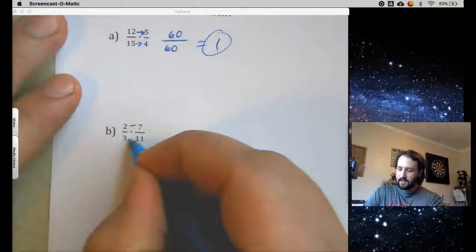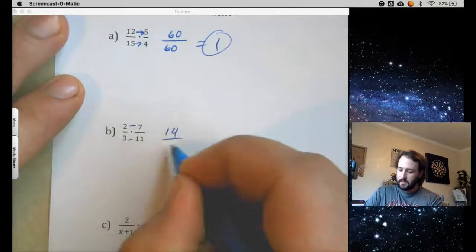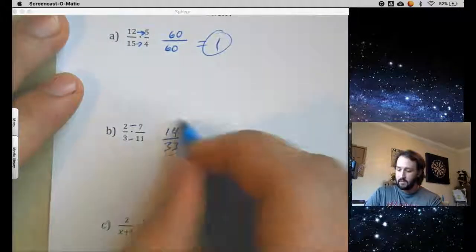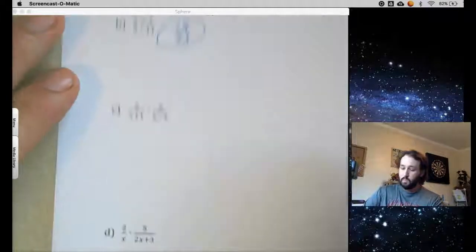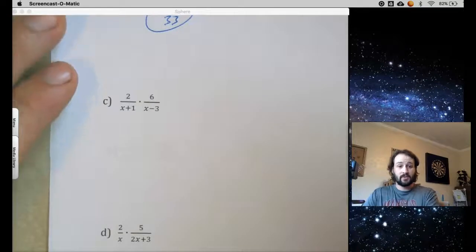So 2 times 7, 3 times 11 is 14 over 33. It will not reduce anymore. That is my solution. All right, so now let's actually do it with rational expressions.